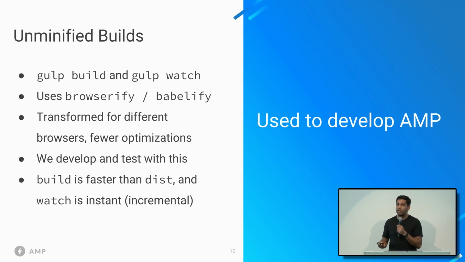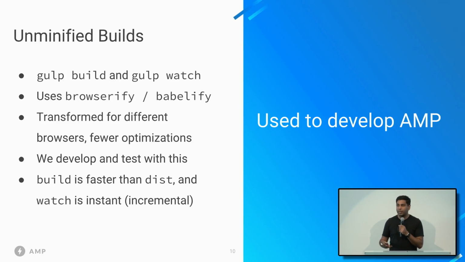So the second kind of build we can do for AMP is an unminified build. Now, there are two commands that you might have heard of yesterday, for those who were here yesterday. The first version is gulp build, which does a one-time build of the AMP runtime. It uses a couple of packages. One of them is Browserify, which supports the infrastructure for transforming JavaScript code into a packaged runtime. And the second transform it uses is a plugin to Browserify, called Babelify.